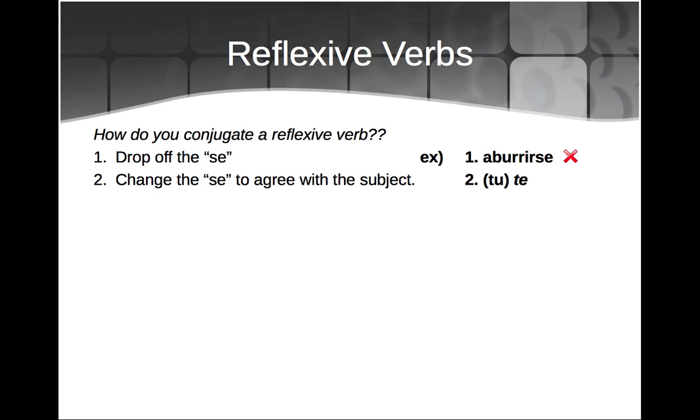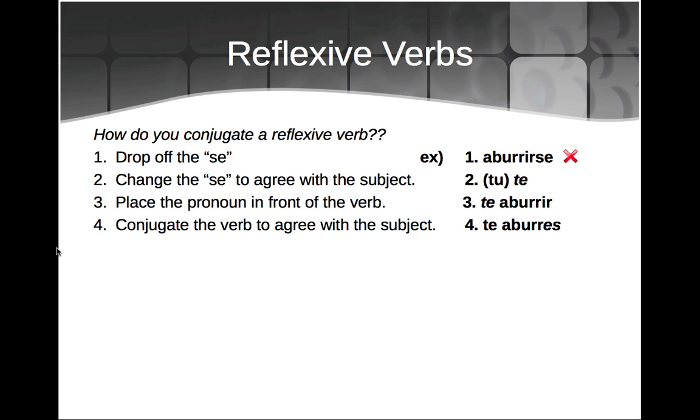So I like to say we take off the se. It takes a little trip somewhere, and on its trip, it's going to change to agree with your subject. I think in the video he took it off and put it in his pocket. So you put it in your pocket, or it takes a little trip, and it's going to go to the front of the verb. So now you're left with te and aburrir. Okay, te and aburrir. But you're not done there, because aburrir is still in its infinitive form.